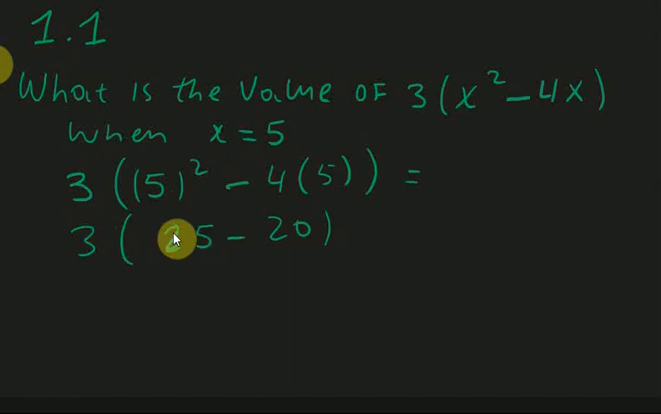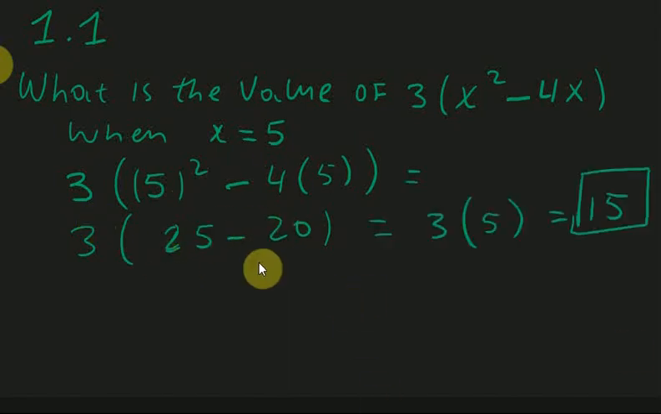Now again, you still have to work inside, following the order of operations. So we got 25 minus 20, we got 5. Now we can multiply by the 3. 3 times 5 equals 15.